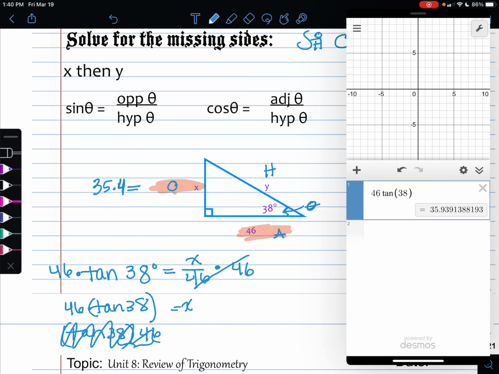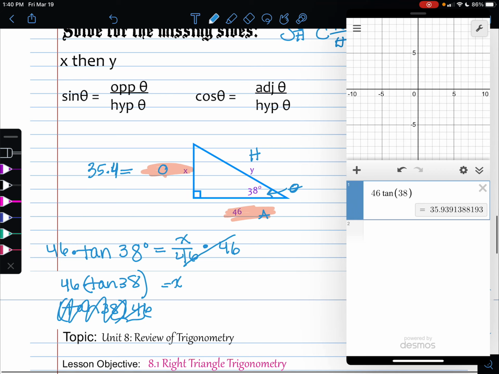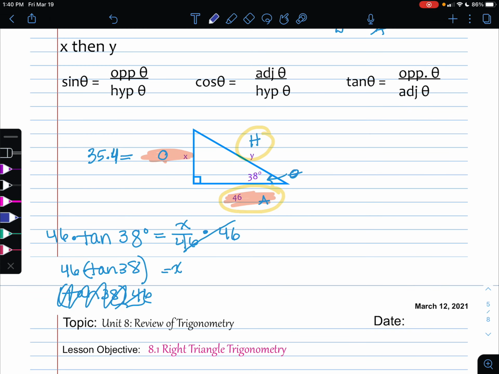All right, and so now we need to solve for y. I need to find a little more room. So I have x, I have my opposite. I'm just going to do this one more time by saying a and h. So I'm going to use cosine this time. Cosine of 38 degrees is adjacent over hypotenuse.